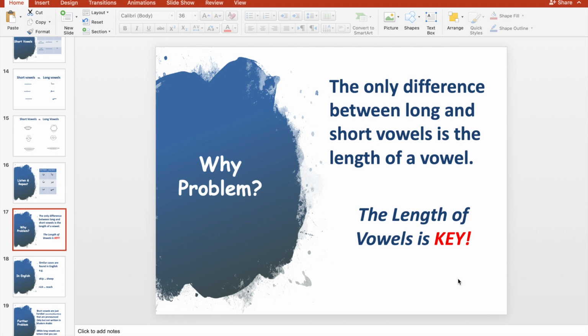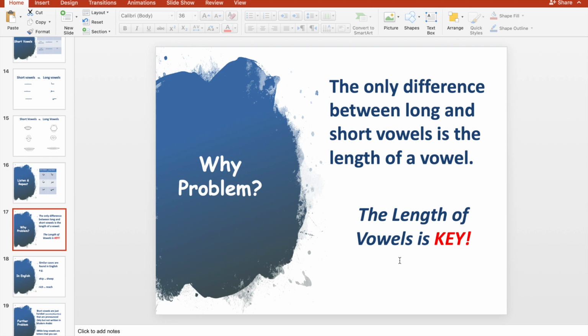But why do learners of Arabic have problems when it comes to vowels? As a matter of fact, they are absolutely right. That's why in the last part of this lesson, I will try to discuss those problems and suggest some solutions. The first problem is that, as you can easily notice, the difference between the two sets of vowels is the length. So the length of the vowels is key.